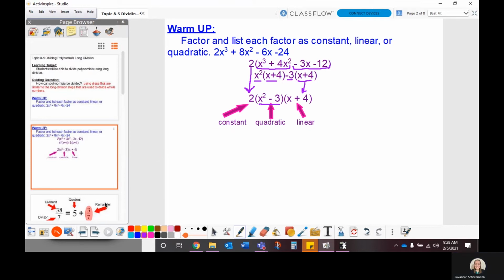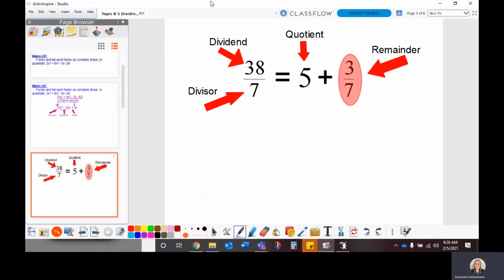Okay. So before we jump too much into long division, let's just go over the basis of division and fractions. On the top of your fraction, this 38 here, that is what you call your dividend, all right? And then on the bottom, the denominator of your fraction is called the divisor, okay? And when you divide 38 by 7, you get what's called a quotient of 5.